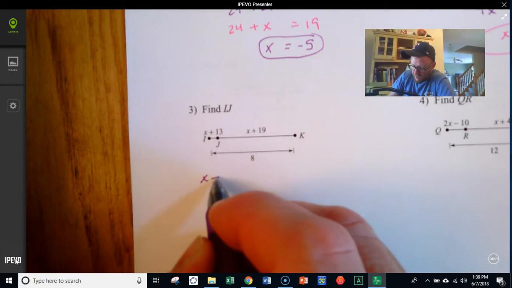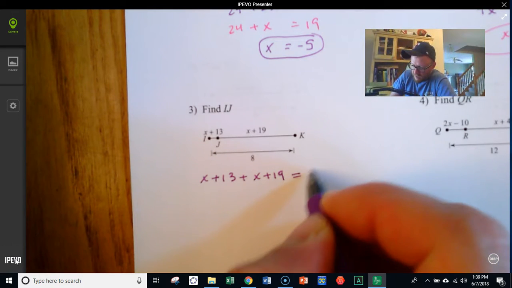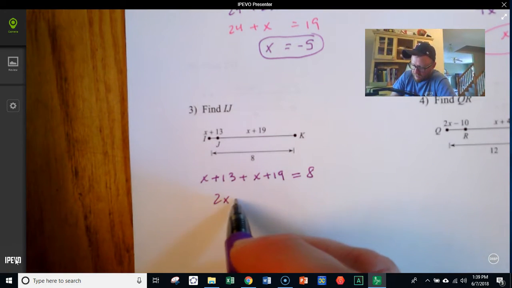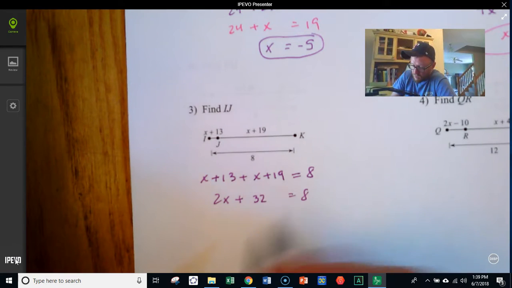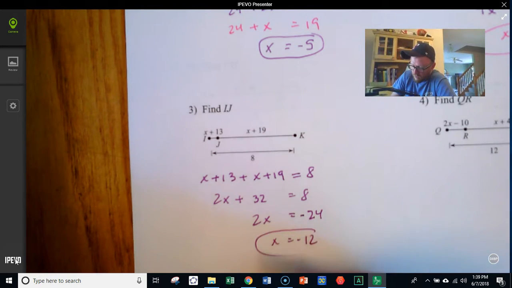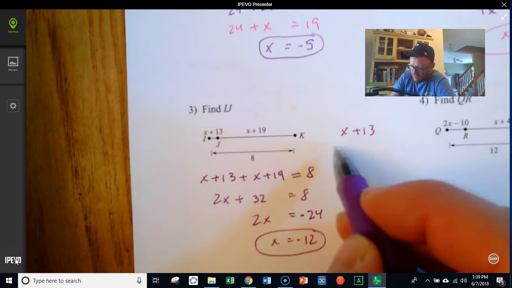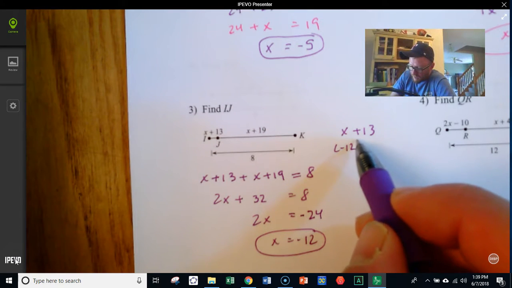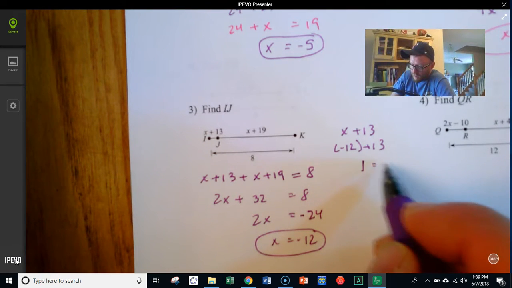Here we have x plus 13 plus x plus 19 equals 8. That's 2x. 13 and 19 make 32. 2x plus 32 equals 8. 2x equals negative 24. x equals negative 12. IJ is x plus 13. Negative 12 plus 13 is 1, equals IJ.